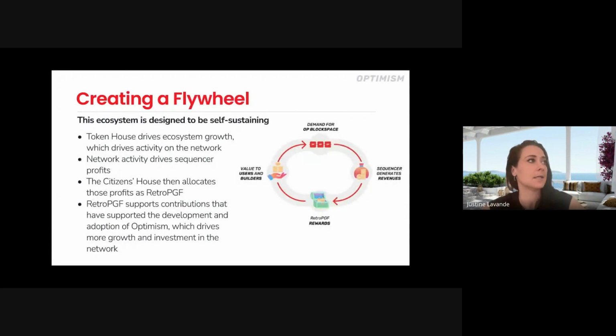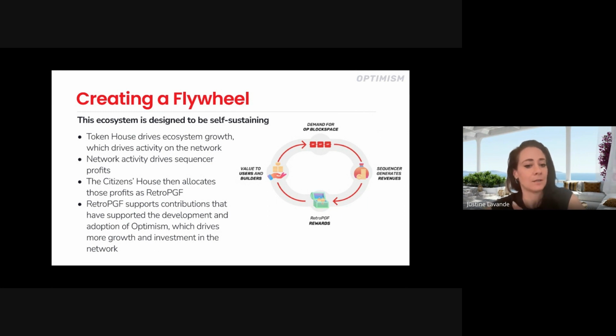The other reason for having this two-house system is that it's designed to create a self-sustaining flywheel. As I mentioned before, the token house drives ecosystem growth. It makes prospective grants and decisions about the economic parameters of the system, with the goal to drive activity on the network. That should generate sequencer profits, which the citizens house can then choose how to allocate.